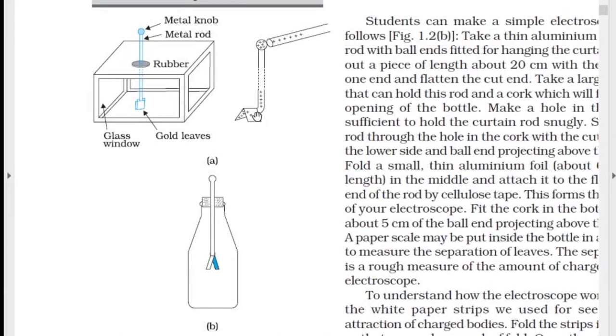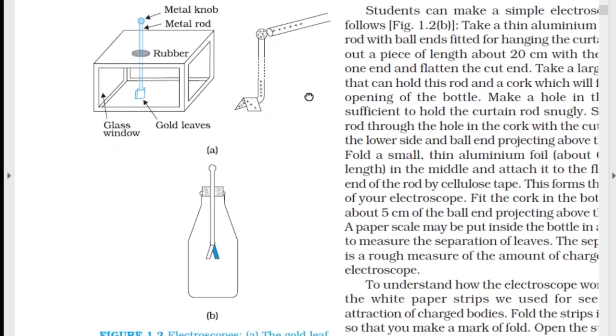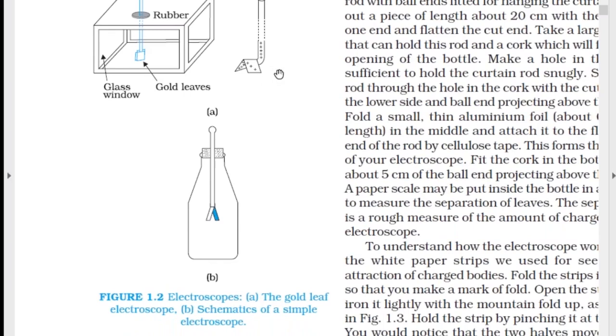Now both the leaves have positive charge, and since they have positive charge, what they will do, they will repel each other, and you can see the deflection. This is called gold leaf deflection, or this is called divergence. Okay, gold leaf will be diverged from each other.